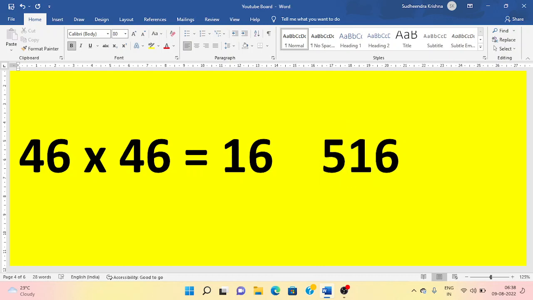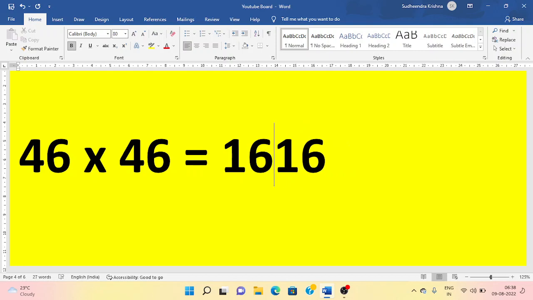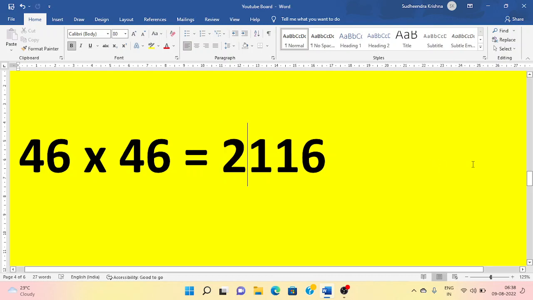Now 51 is again a two-digit number. I cannot take a two-digit number. So out of 51 I will put 1 and I will carry over the 5 to the left number. So already on the left side of 1 you have 16. 16 plus 5 carry over will give you 21. So this is the required answer. So 46 square is equal to 2116.